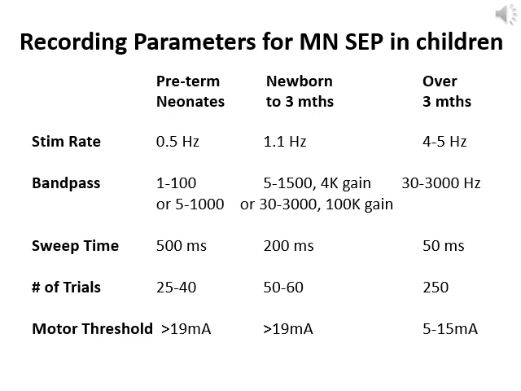Now for posterior tibial nerve stimulations, these same parameters apply, so using slower stimulus rates, lower band passes, longer sweep times, and lower numbers of trials. For the PTN, we could use these parameters in young children. However, it should be noted that it's very difficult to acquire posterior tibial nerve SEPs in babies, and so it's typically not done.